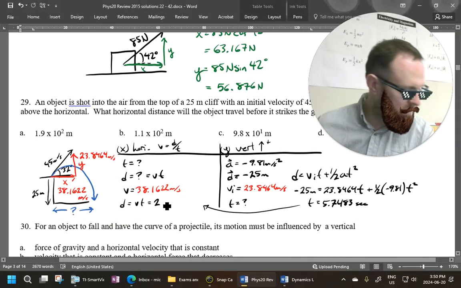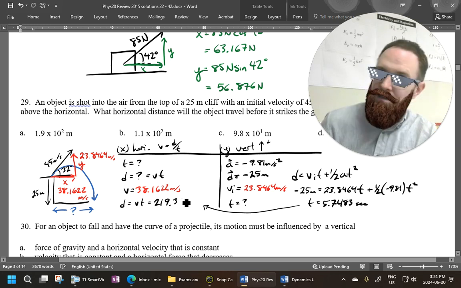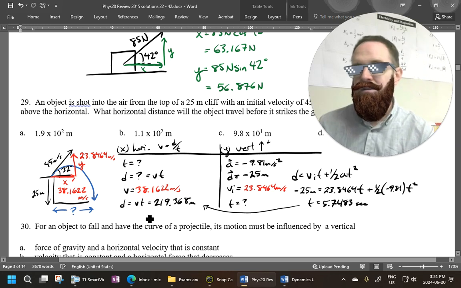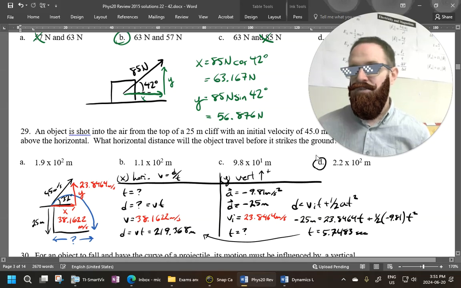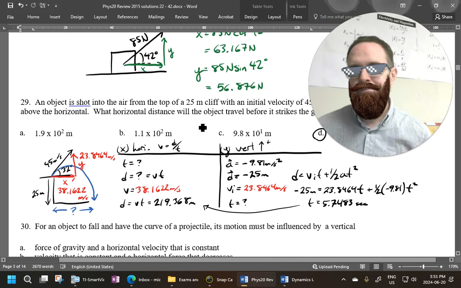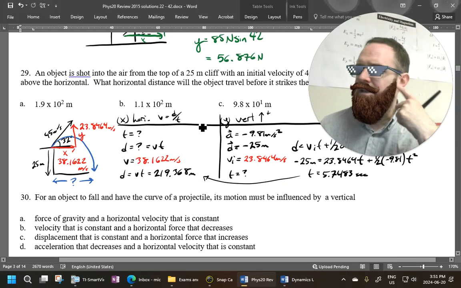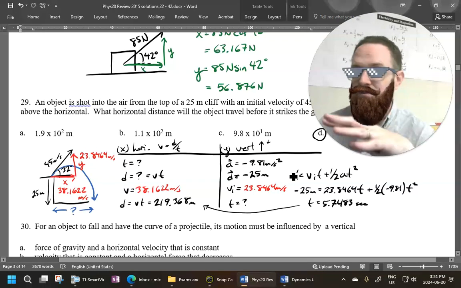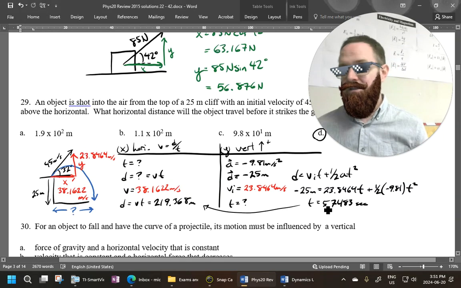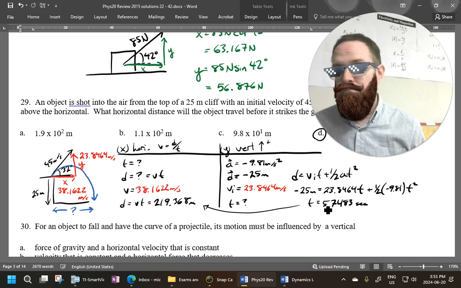219.368-ish meters. Proper sig digs. They only want 2 sig digs here, so scientific notation, 2.2 times 10 to the 2. Cool. There you go. That was a tricky question because you had to use a calculator to find that time. You could use the quadratic formula, but because there was no d equal to 0 or vi equal to 0, there was no way to remove a t from this equation. So we just left it.